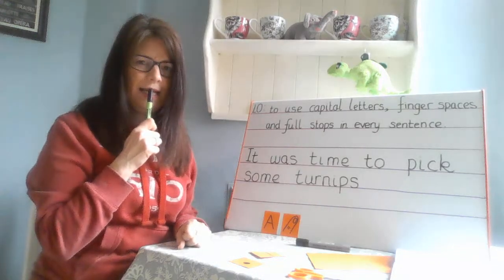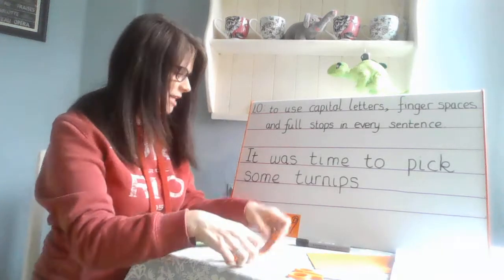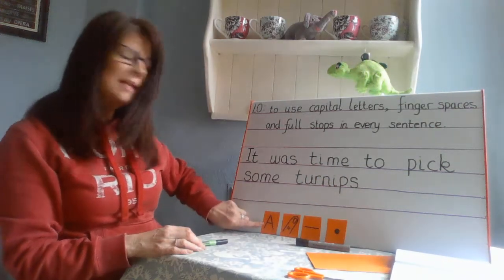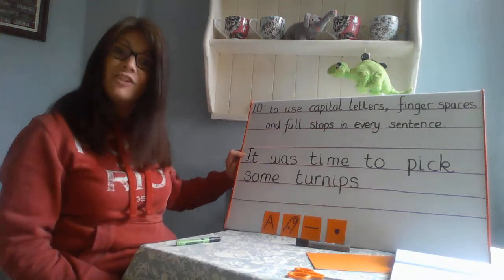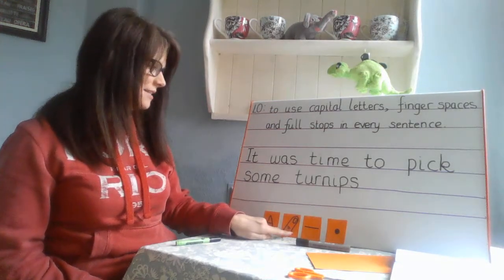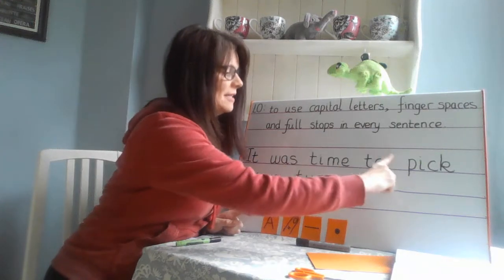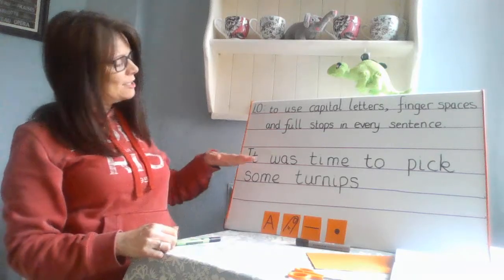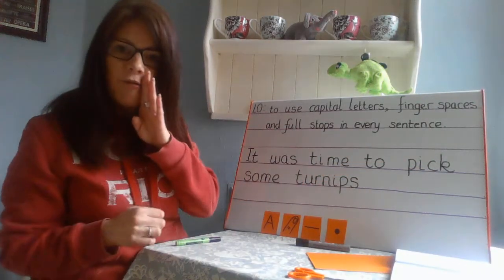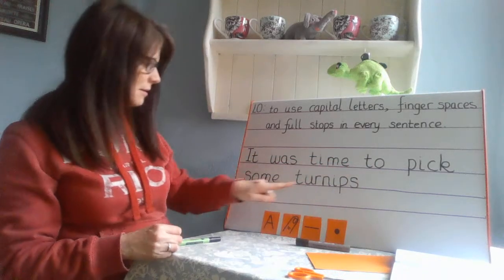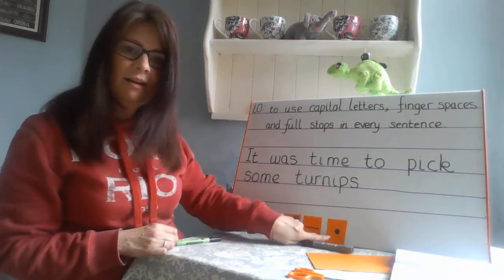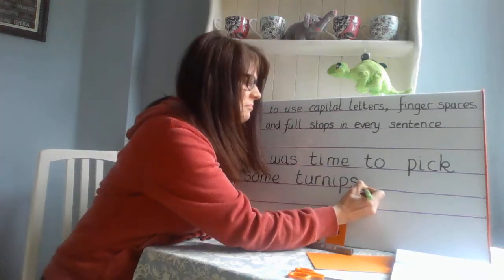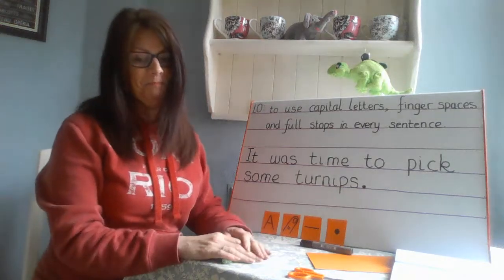Oh, hang on a minute. I'm going to check my sentence using my prompt cards. First one, capital letter. Oh, yeah, I remember my capital letter at the start of the sentence. Finger spaces. I have some lovely finger spaces. Can you see them? Writing on the line. Yes, all my letters sit on the line, apart from those two descenders. Hang on a minute. Full stop. My sentence doesn't have a full stop. Good job I checked it.